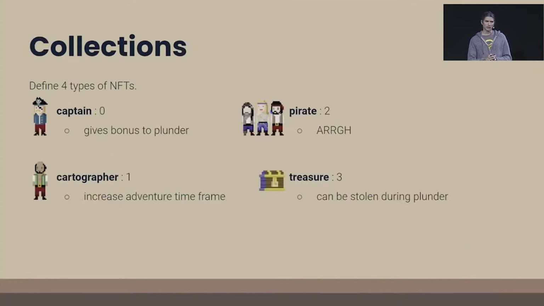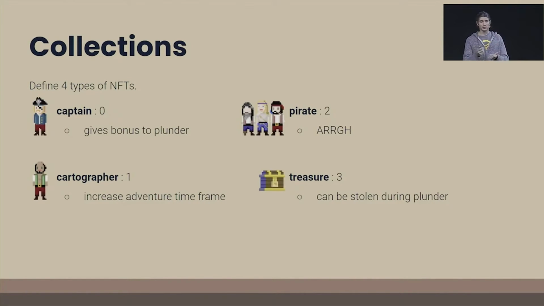Let's start with the easy one, collections. Here we just have to decide which type of pirates we want in our chain. We're going to have a collection 0 for the captain type of non-fungible pirate. This captain will give bonus to Plunder. This will be a custom transaction that I'm going to explain later. Then we have a cartographer. The cartographer, again, there is some custom logic attached to it. It will increase the time frame of an adventure. More on this in a couple of slides.